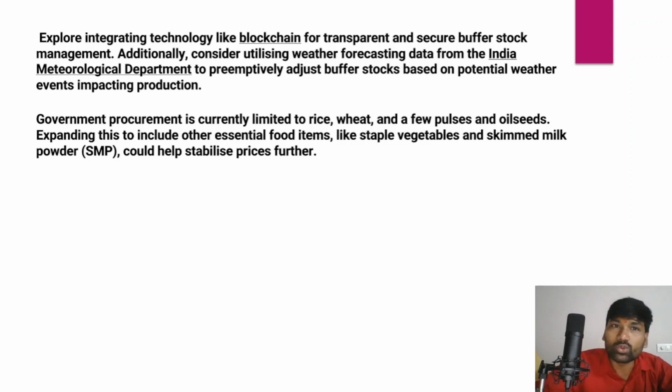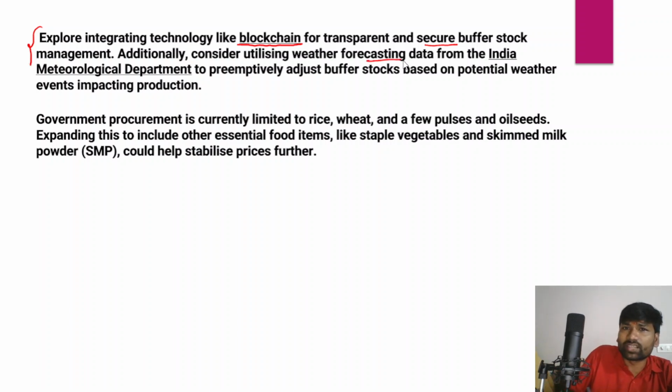However, in this context, what needs to be done? You can mention a way forward in this answer. Right, so you can give suggestions, you can mention a way forward, so that would be more and more effective. So explore integrating technologies such as blockchain for transport and secure buffer stock management as well. Technology plays a very, very important role when it comes to efficient procurement or having a proper supply chain, and even to store those food grains and supply those food grains whenever there is a need.